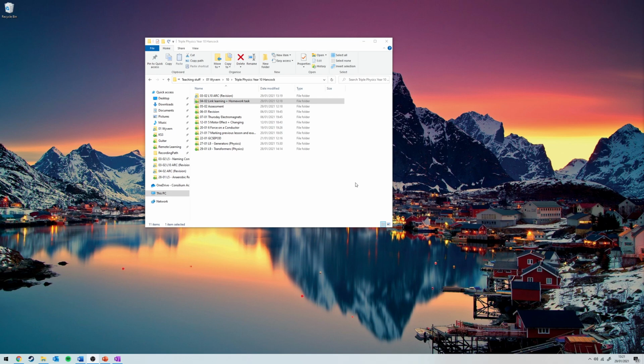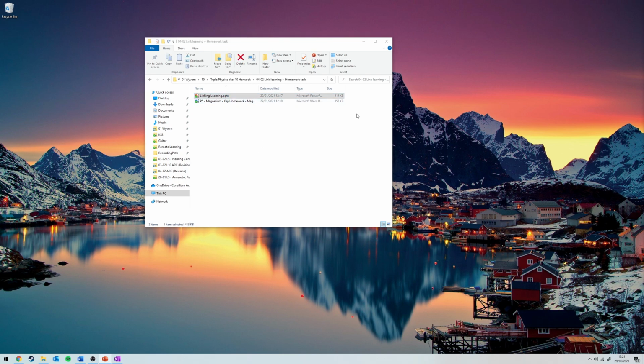Hello, Year 10. So today's task is going to be the linking learning and the homework task. So I'm going to explain what you have to do, and then I'm going to walk you through it. So here's the linking learning.